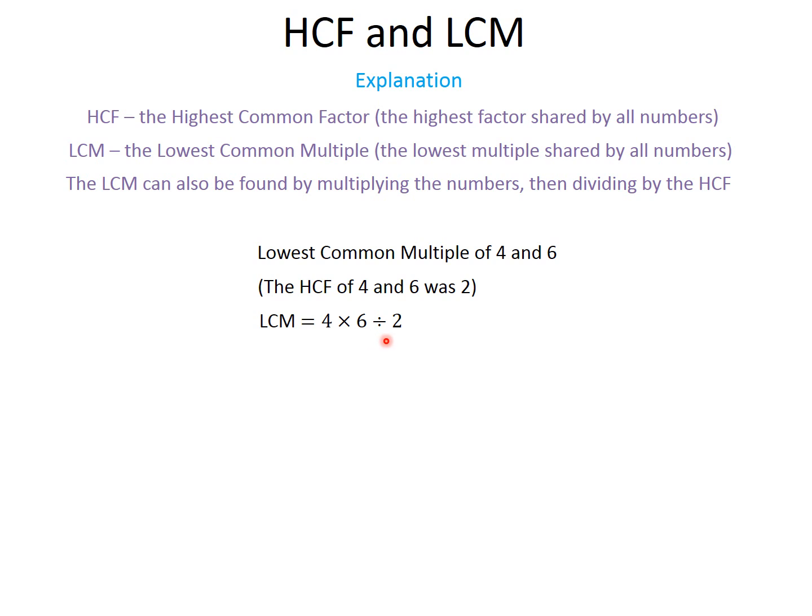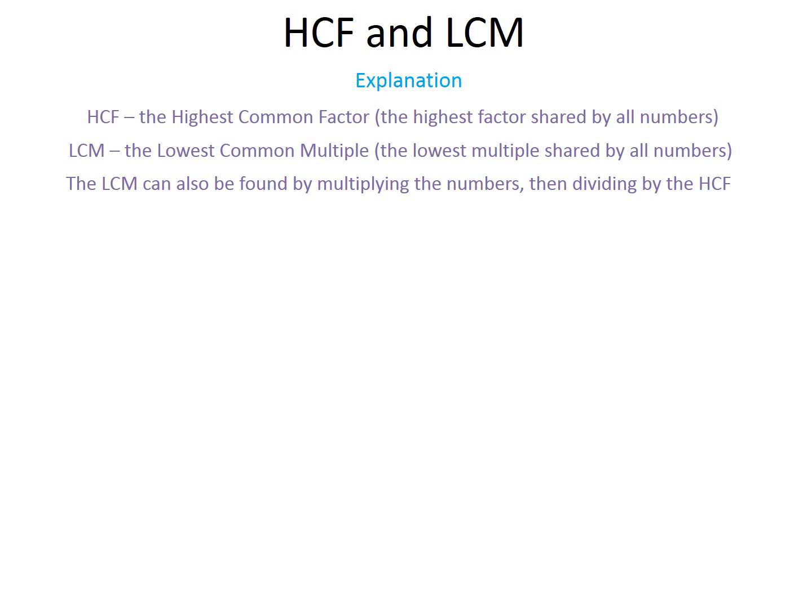So 6 divided by 2 is 3, and so we put that down and we leave the 4 times, and then 4 times 3 is 12. And so once again we've got our lowest common multiple of 12, which is what we're expecting, because that's what we just worked out before the lowest common multiple of 4 and 6 is. So that method also works. Sometimes you'll be asked to use this method up here.